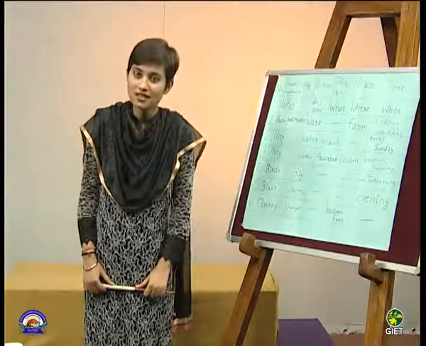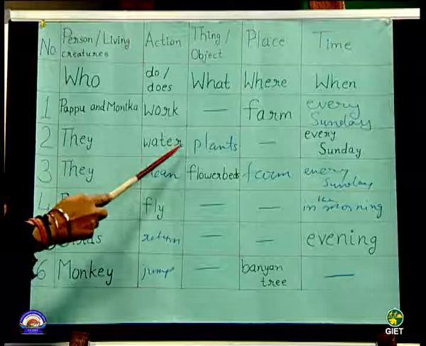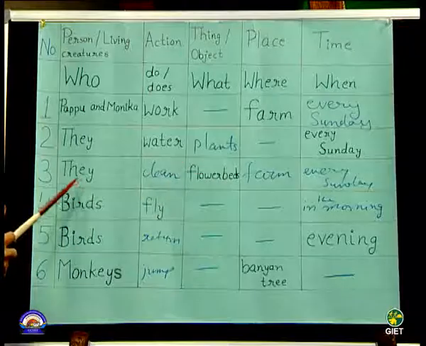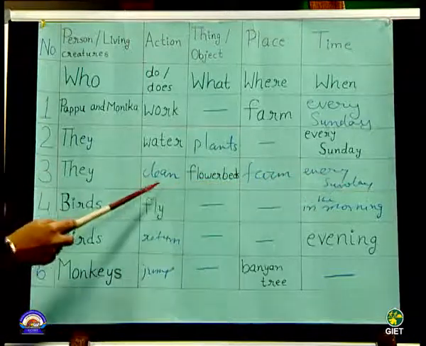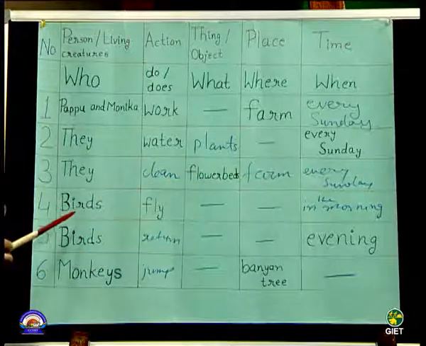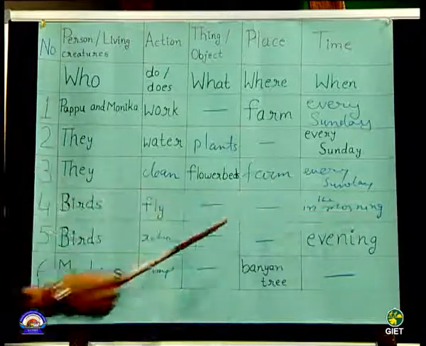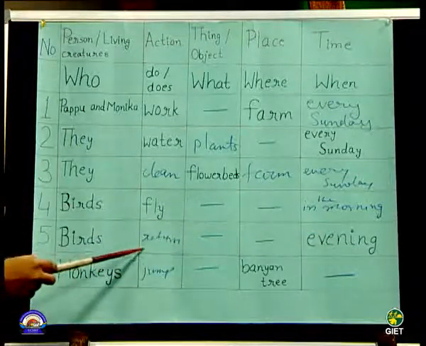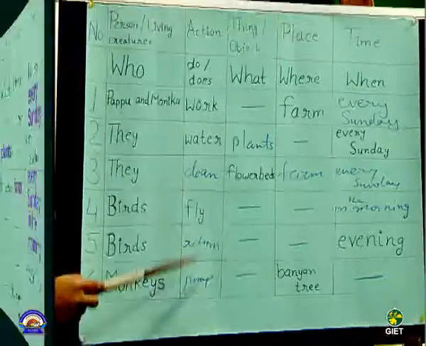Have you completed, friends? Yes, let's check it. They water plants every Sunday. Here is plants. They clean flower beds farm every Sunday. Here is clean farm and time every Sunday. Birds fly in the morning. Here is in the morning. Birds return in the evening. Here is written. Monkeys jump banyan tree. Here is jump.